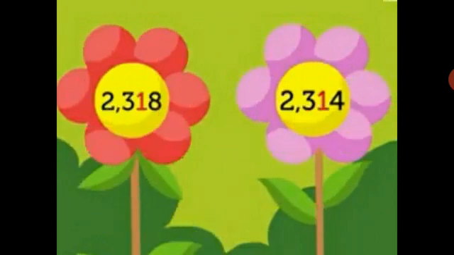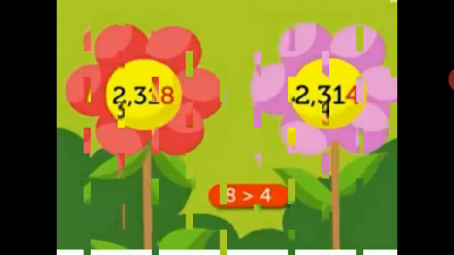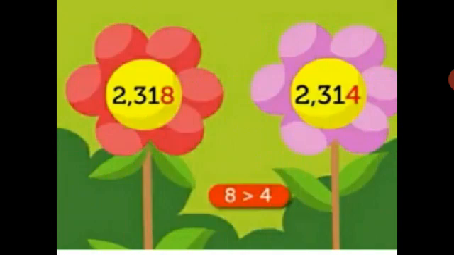Check the tens place value of the first number. 2318 tens place value is 1. 2314 tens place value is 1. So 1 and 1, this is equal. So you want to check the ones place value. This is step number 5. 8 and 4. Which one is greater? 8 is the greatest number.